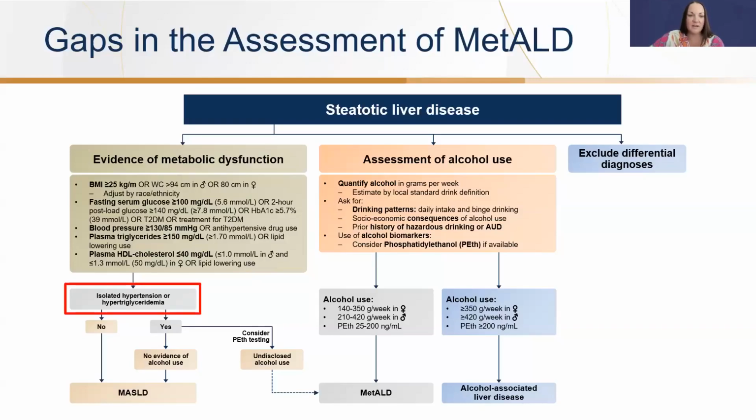This is just showing that having isolated hypertension or hypertriglyceridemia, having only those metabolic risk factors, can certainly increase your risk for MASLD. Again, here's your PEth test. This is a very specific test. It's a simple blood test that can help us decide how much the patient is actually consuming in alcohol.